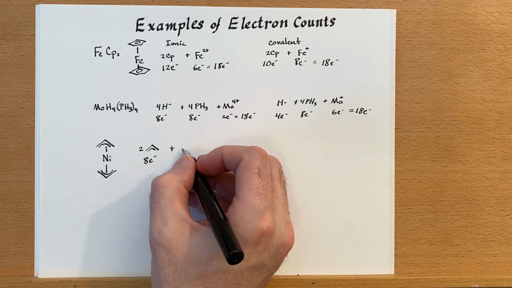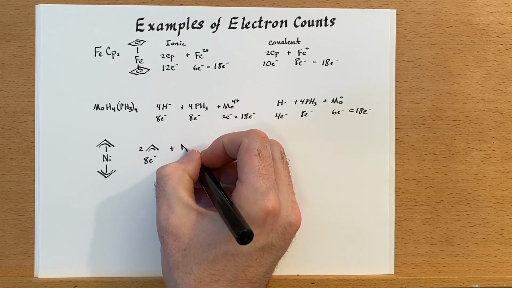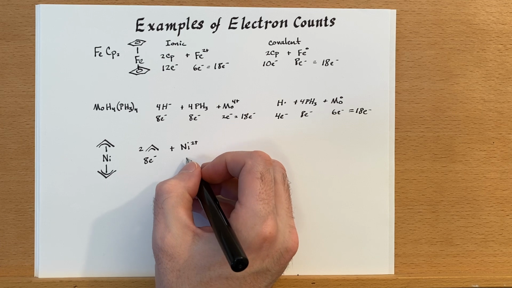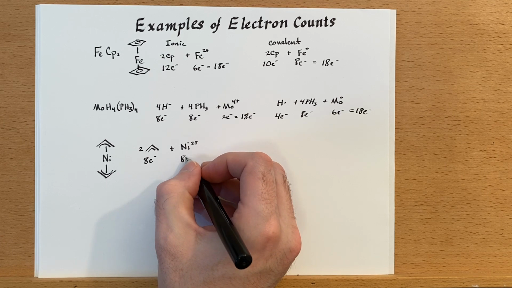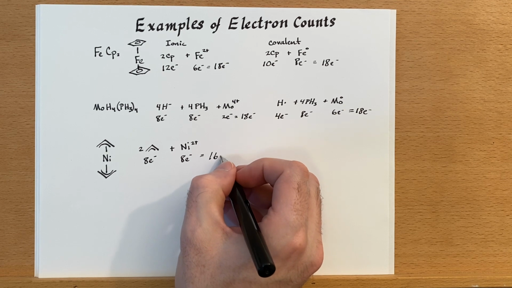And then we have nickel 2 plus because this is a negatively charged ligand, which is d8. So 8 electrons. We total that up, that's 16 electrons.